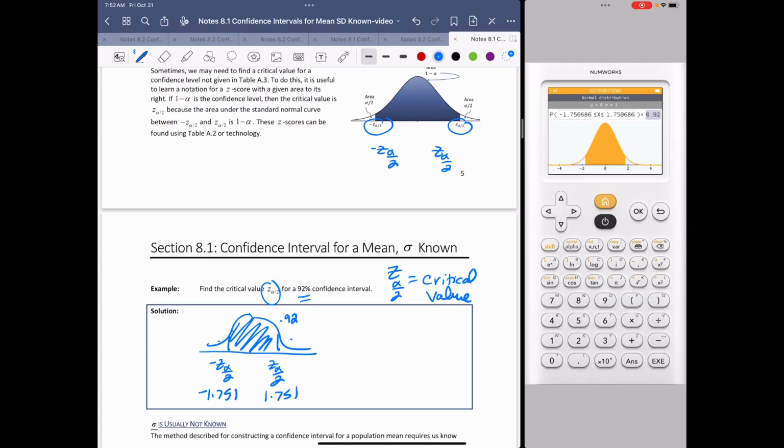Now, a notation that I like better is I like z of alpha over 2, but I like to save alpha for chapter 9. So the notation I like is z star. And this is the critical value. And what Z star is for this problem, I'm going to take that positive one. It's 1.751.